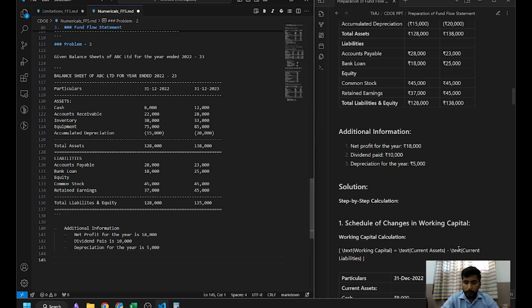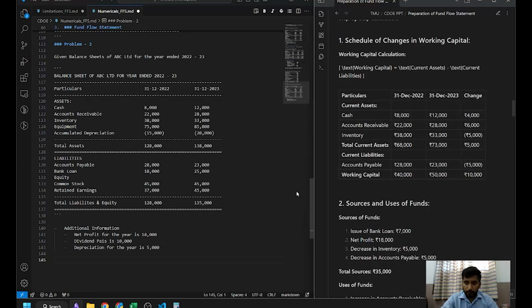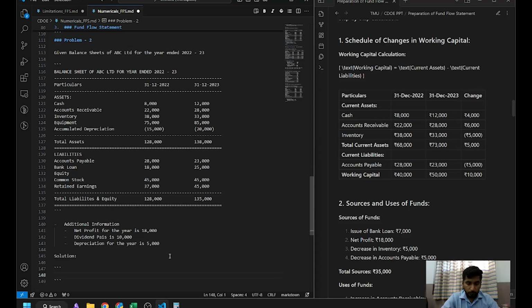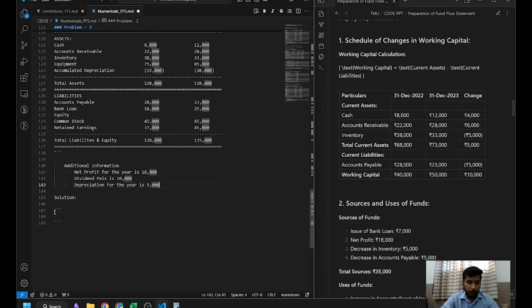Okay. Now let us just solve it step by step. Solution. Very first thing that we need to find out is the working capital. So the very first thing which we will be finding is the working capital. The working capital is the difference of the current assets to the current liabilities. Okay.